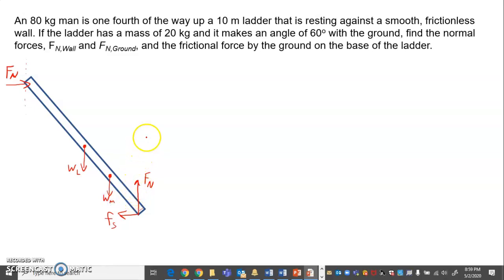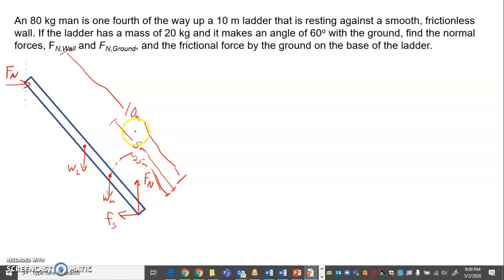So it's 10 meters from top to bottom. Okay, so that's 10 meters. We know it's 5 meters to there, and then getting a little bit tricky to show this, but 2.5 meters from there to there.